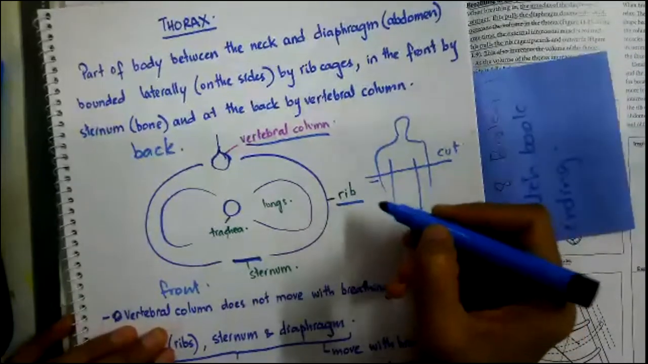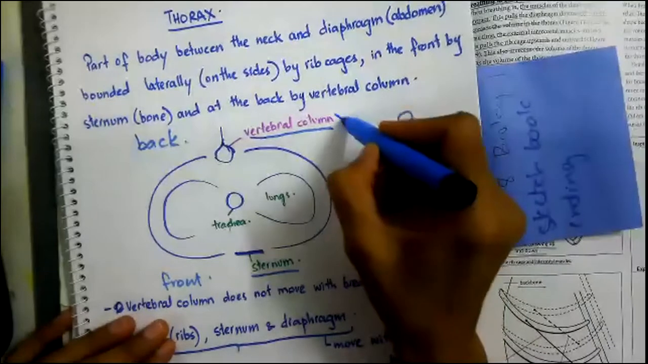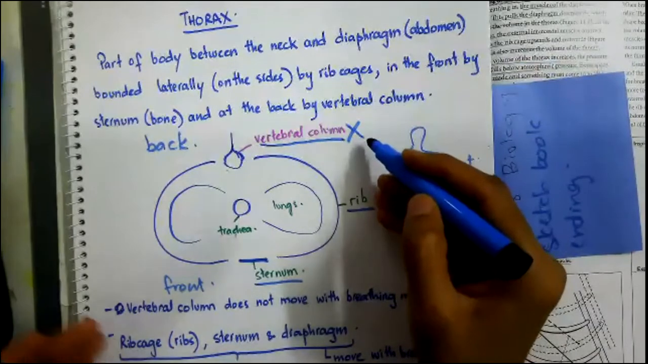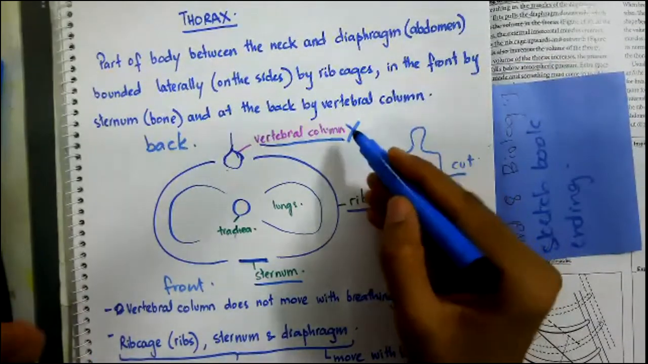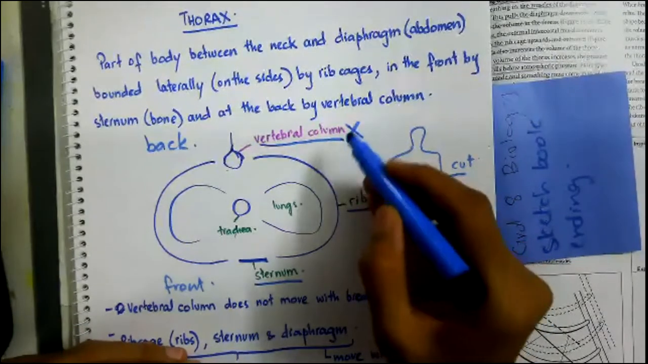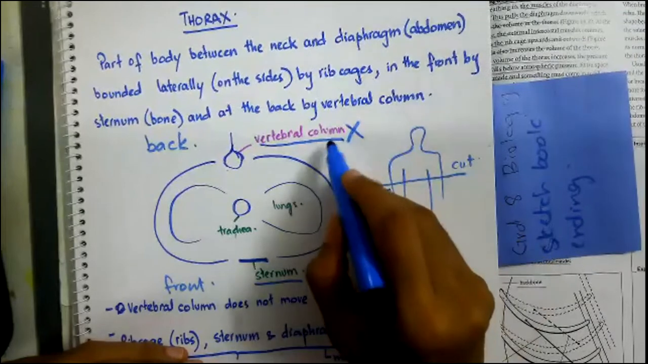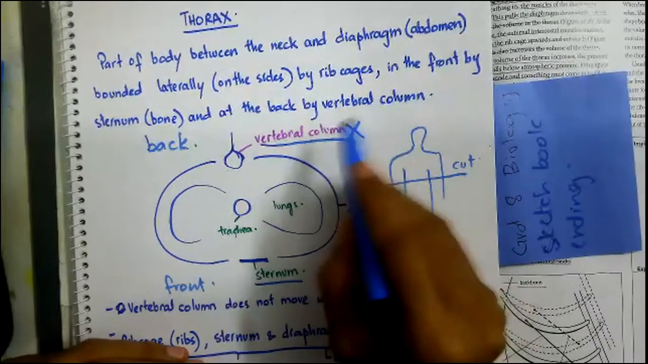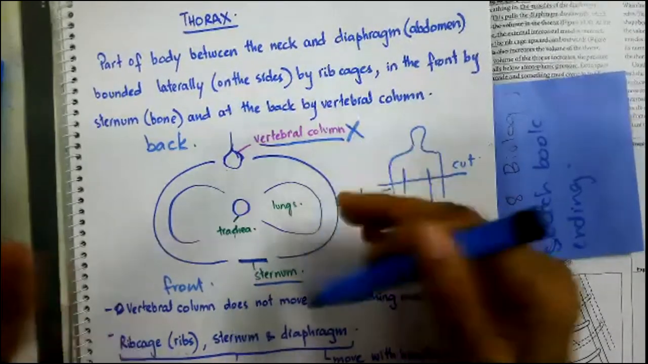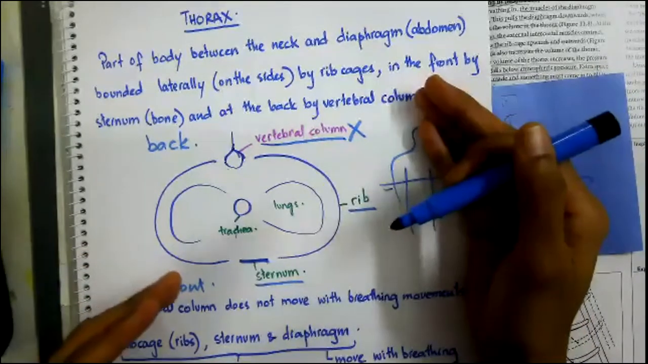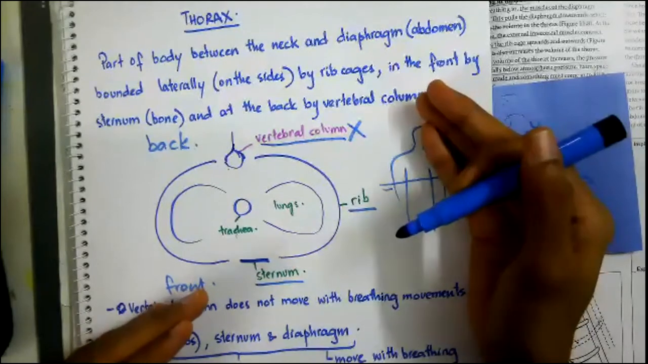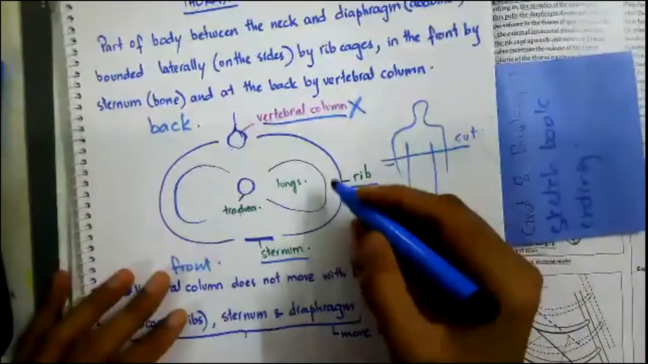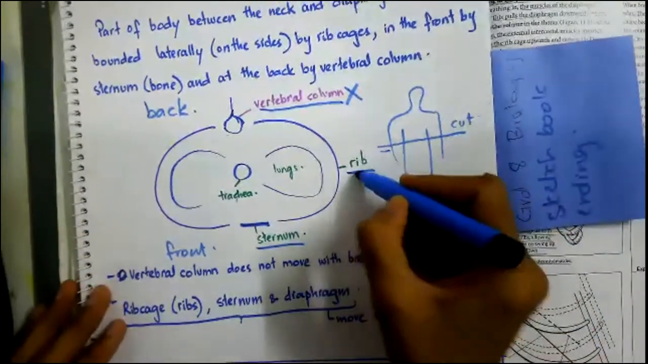Now ribs can move, sternum can move, but vertebral column cannot move. I mean, vertebral column can move, that's why we bend and get back up. Vertebral column moves with our movements, not due to breathing. I mean, vertebral column does not participate in breathing movements. Very mildly, it might. When you are taking deep inspiration, you might see the movement of the vertebral column, but this is not a major participant in the movement of breathing. But ribs and sternum move.